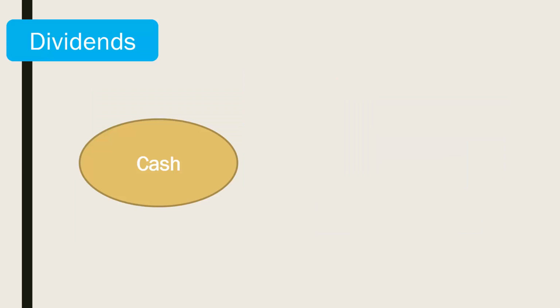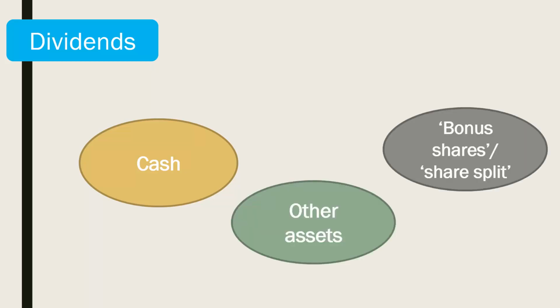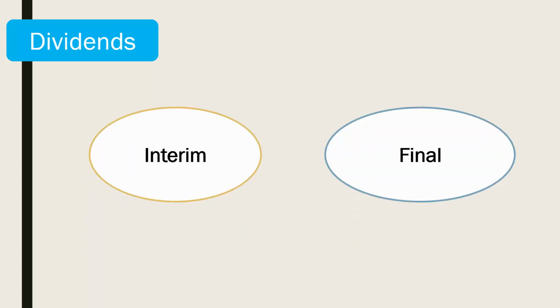Dividends are payments of value to equity investors. Dividends may be in cash, other assets, or by way of a company issuing shares to shareholders for no payment, that is, bonus shares or a share split. Dividends are usually paid to equity investors twice a year as an interim and final dividend.